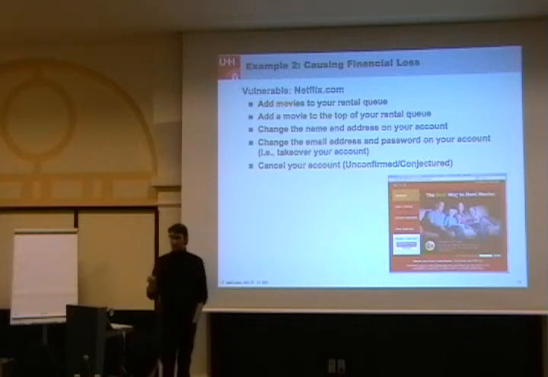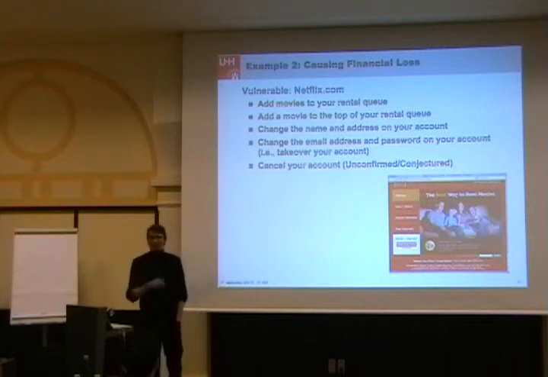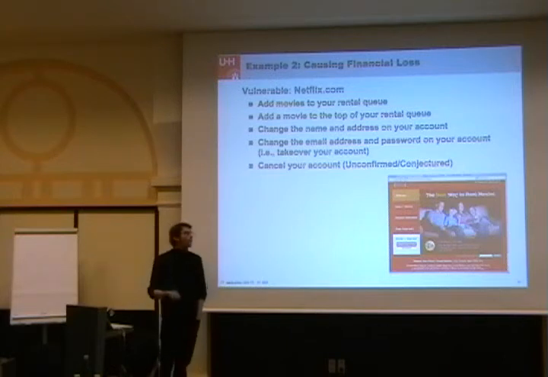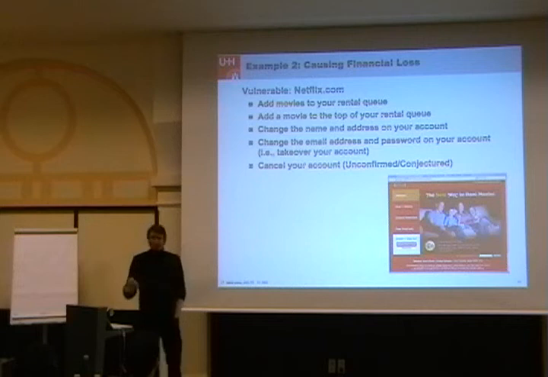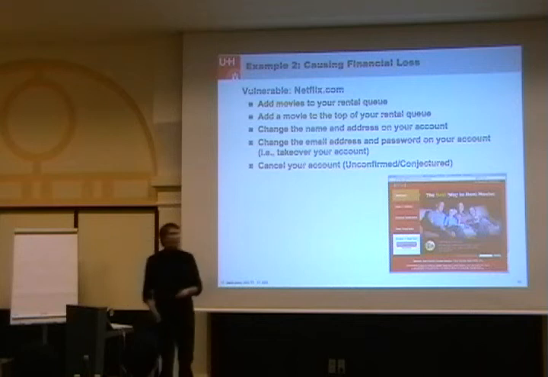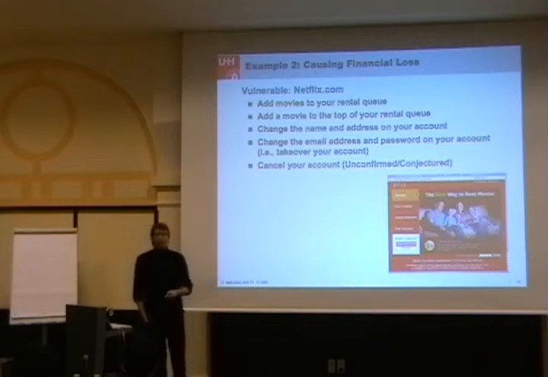You could rent DVDs online, and they were sent to you, and when you sent them back, they sent you a new one. So you have a rental queue, all through the web browser. Netflix wasn't protecting against cross-site request forgery, so an attacker was able to add some movies to your rental queue.